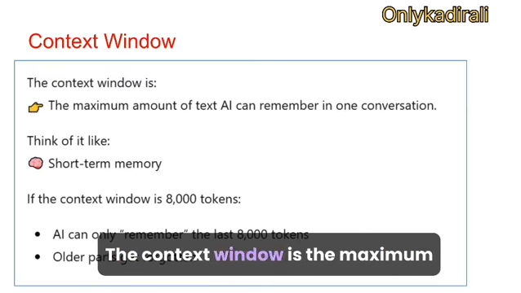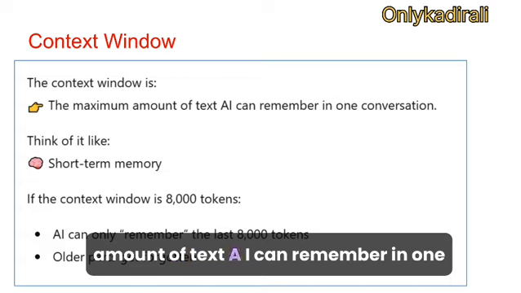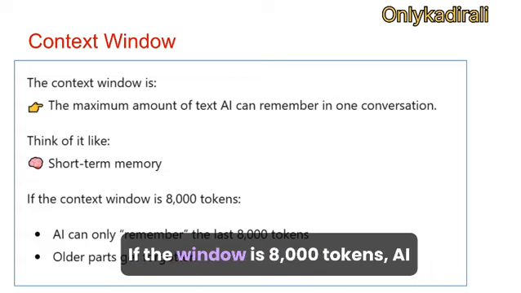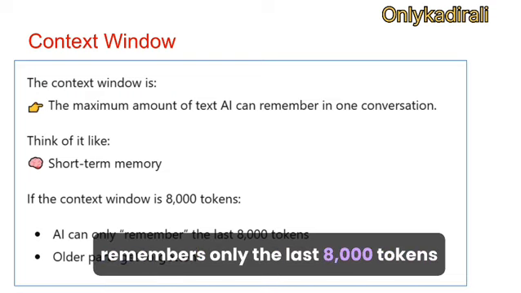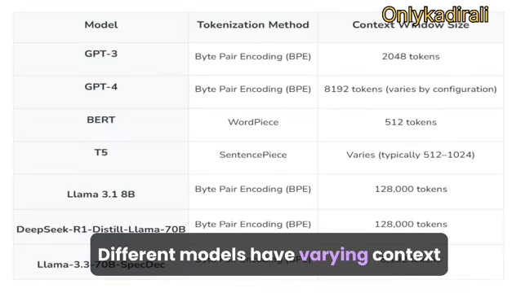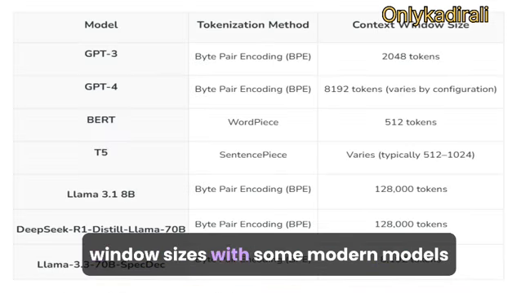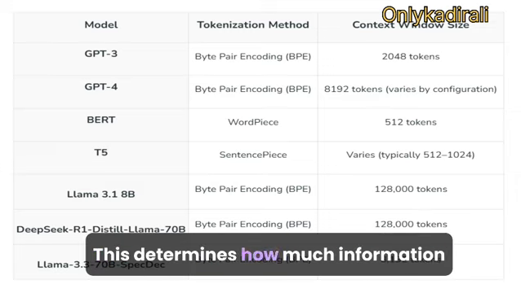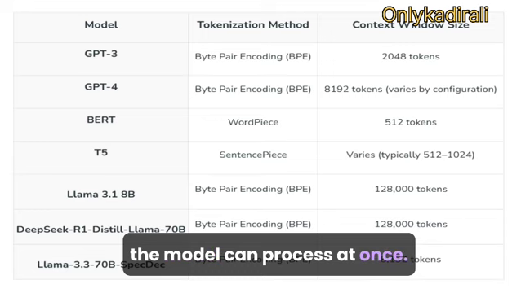The context window is the maximum amount of text it can remember in one conversation, like short-term memory. If the window is 8,000 tokens, AI remembers only the last 8,000 tokens, and older parts are forgotten. Different models have varying context window sizes, with some modern models reaching 128,000 tokens. This determines how much information the model can process at once.